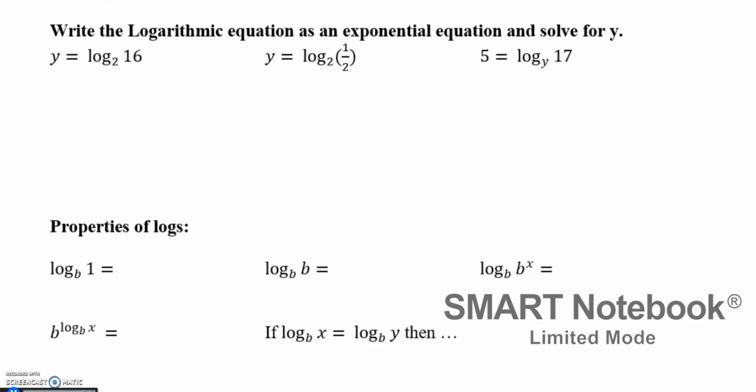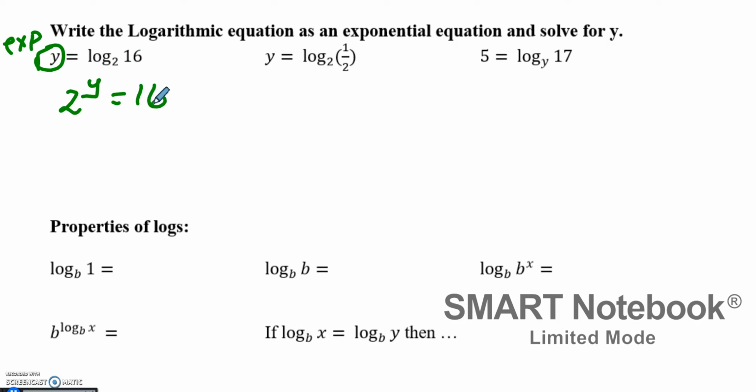Write the logarithmic equation as an exponential equation and solve for y. So again, we're practicing the idea of converting from logs to exponents so we can use this eventually to solve equations. So logs are equal to exponents. So that means in this example, my exponent is my unknown y. I know that this is log base 2, so 2 to the y equals 16.